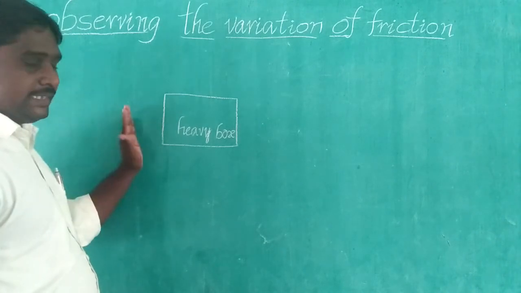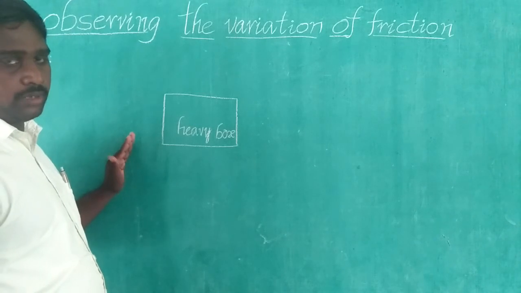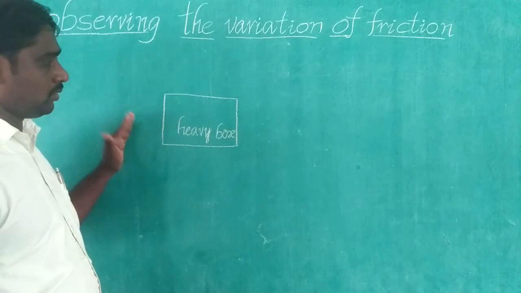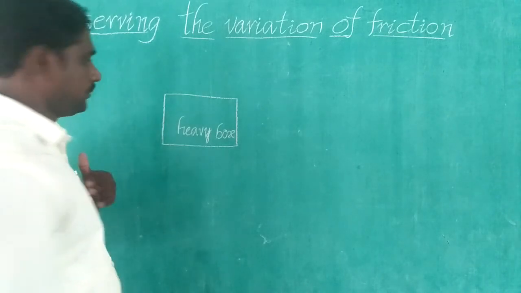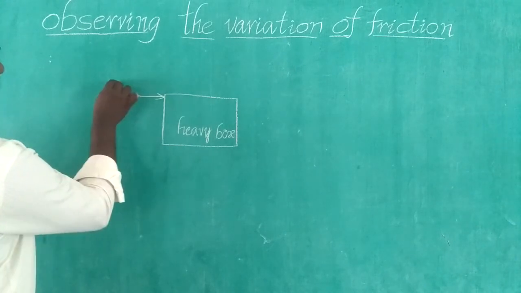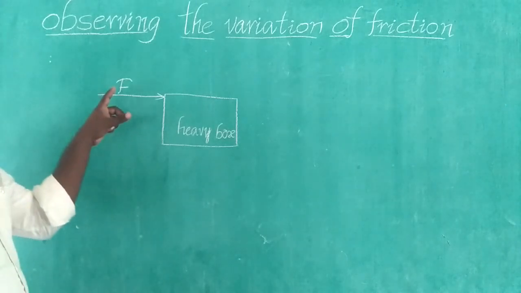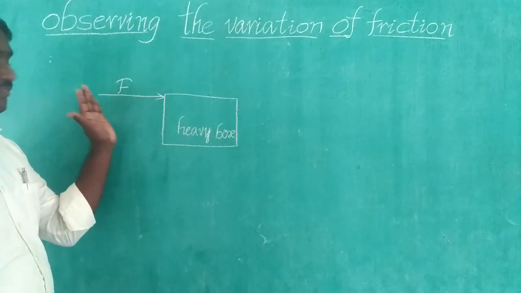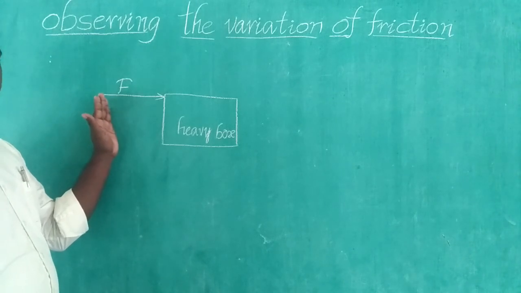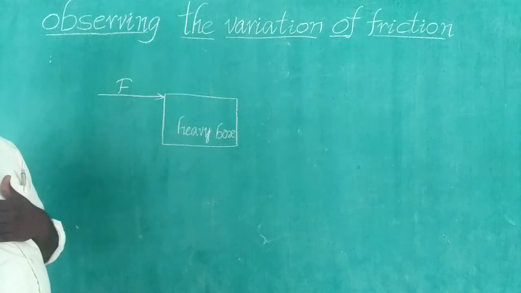Now, this box is pushed by you. That is, we can apply a certain force on the box. This is that applied force, capital F. That capital F indicates the force applied by you. We applied a certain force on the heavy box.